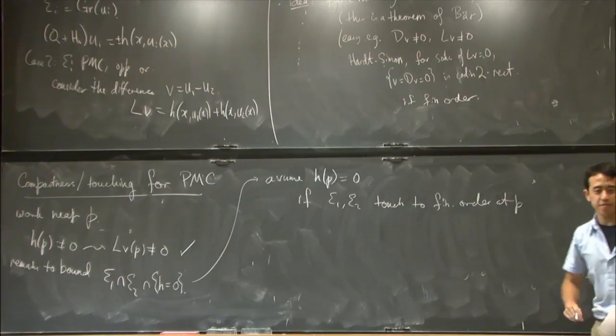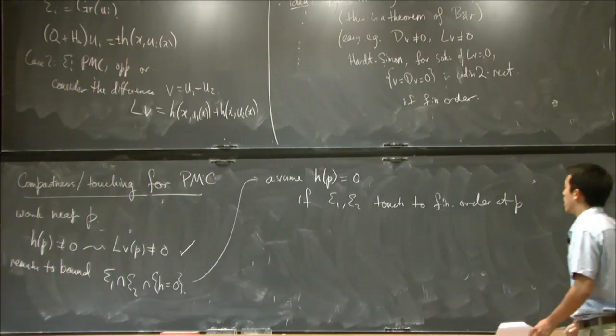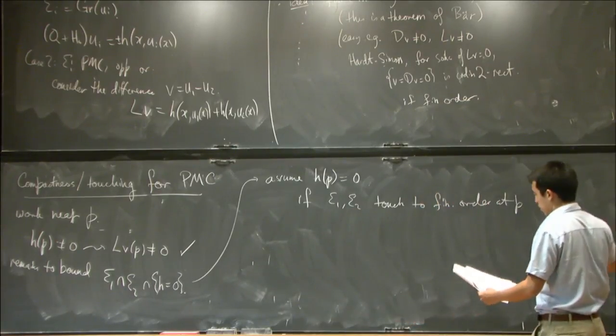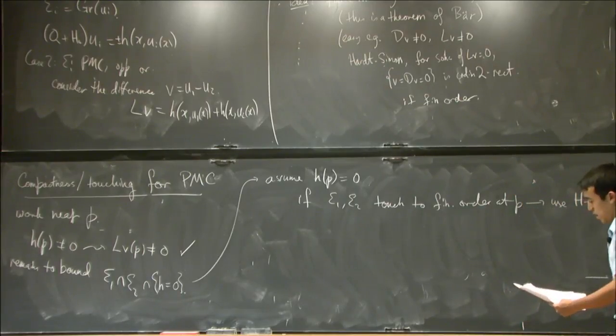Okay. Sorry, so Hart-Simon says that if you have finite vanishing order a priori, then you actually get better than n-1 rectifiable for solutions. You get n-2 rectifiable. In any case, so if these guys touch to finite order, then you do use the Hart-Simon bound, and you're all good.